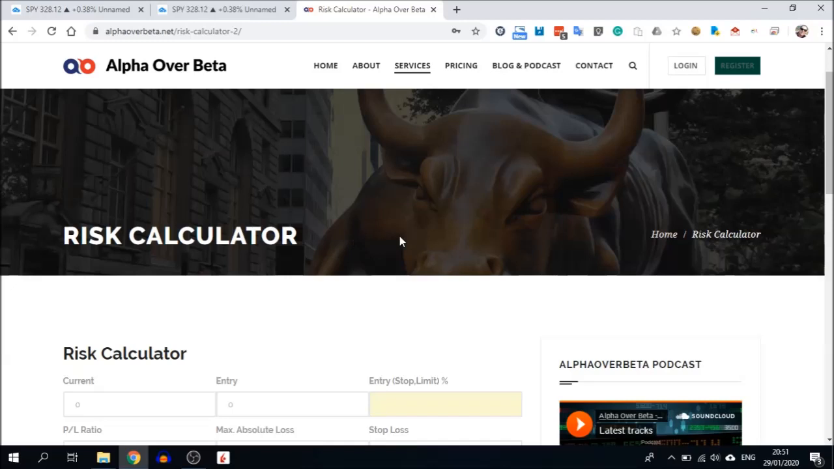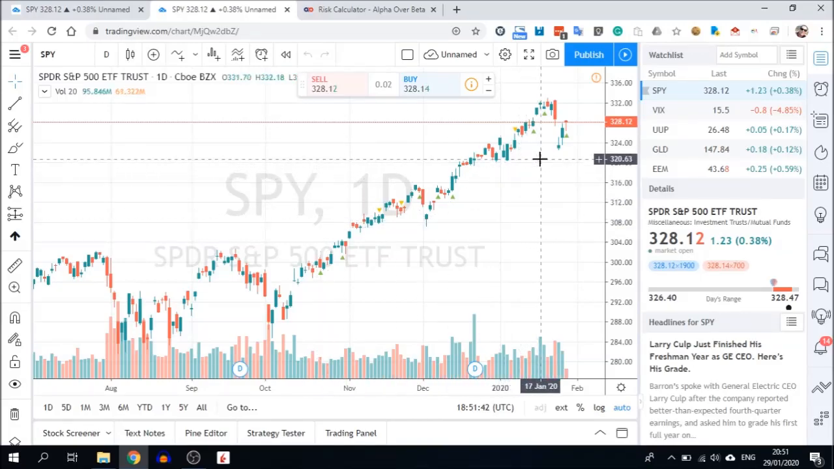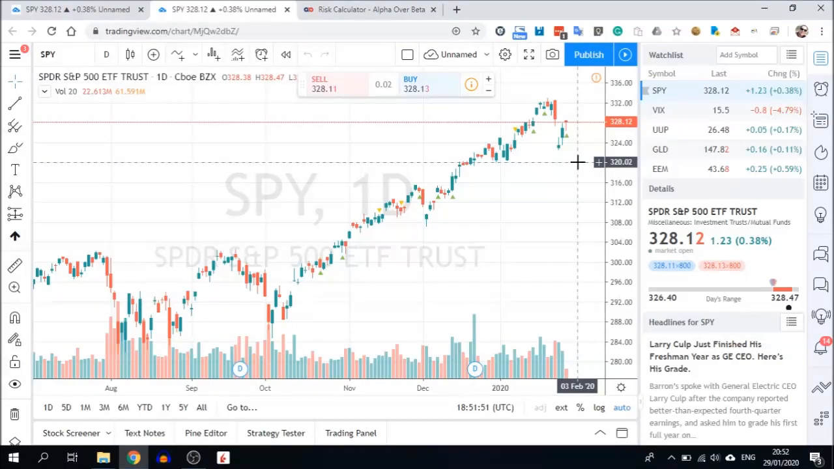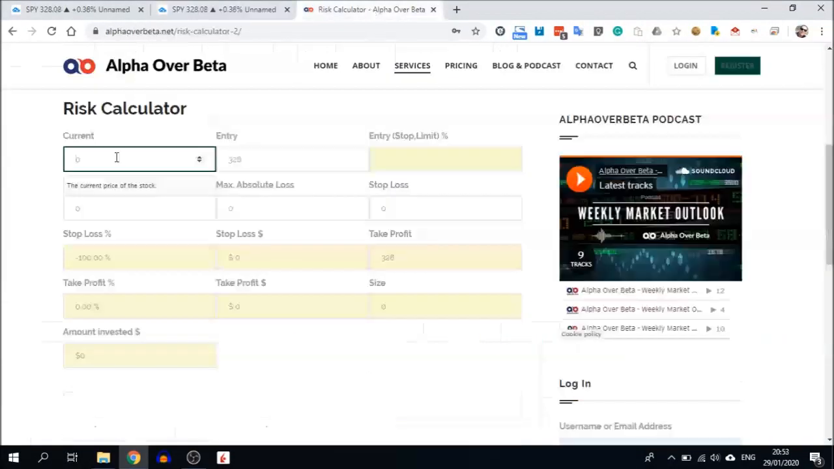So how does it work? Well, let's take an example. This is today's market, and let's say that I would like to enter the market today, but I would like to protect myself and place a stop loss at around, let's say, 320. All right. So the entry would be today in today's market prices, and the exit would be at around 320. So how do you put all that info into the risk calculator, and what is the outcome?